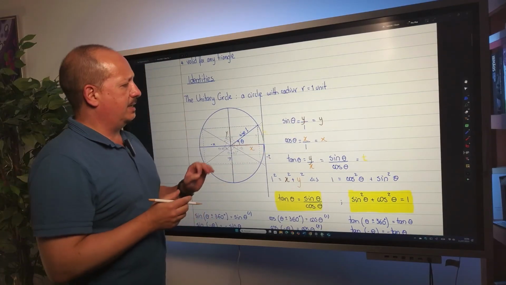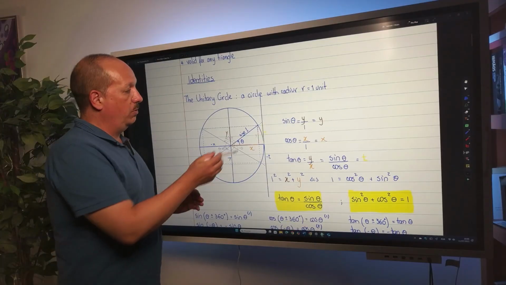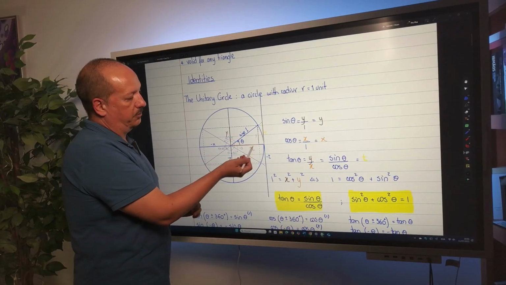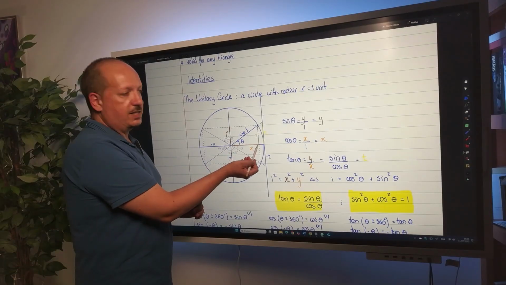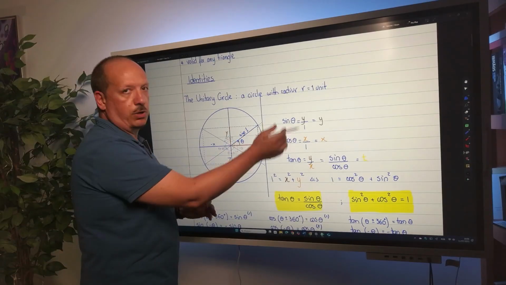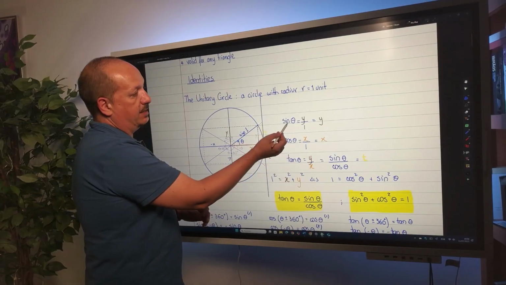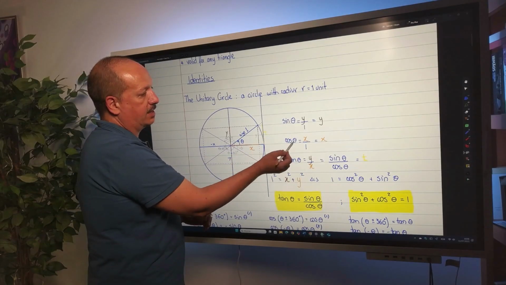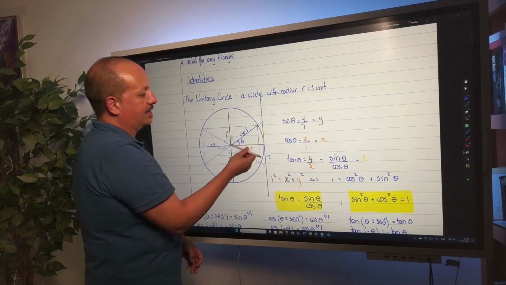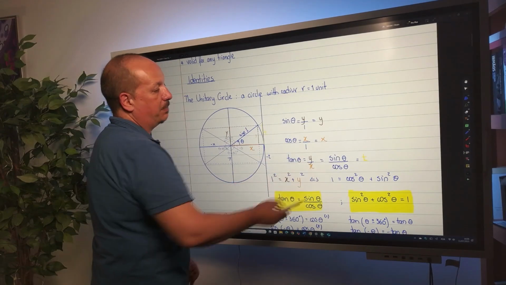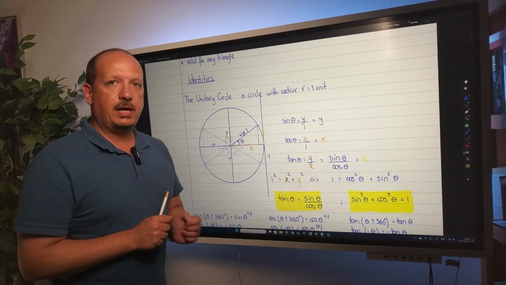What about the tangent? The tangent, as you know, is the size of the opposite side to the angle divided by the adjacent. So basically, using what we already know, it is going to be y divided by x, but y is the sine of the angle and x is the cosine of the angle. So basically, the tangent of this angle is the sine divided by the cosine of that very angle.